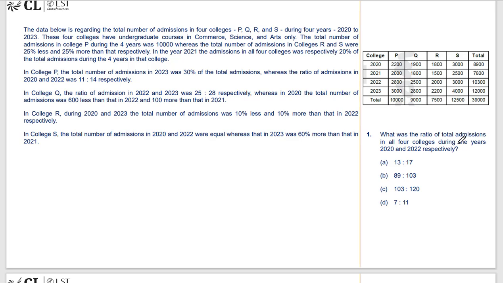What was the ratio of total admissions in all four colleges during the years 2020 and 2022 respectively? In 2020, the total is 8,900. In 2022 is 10,300. So 8,900 to 10,300. That's 89 to 103. Option B.